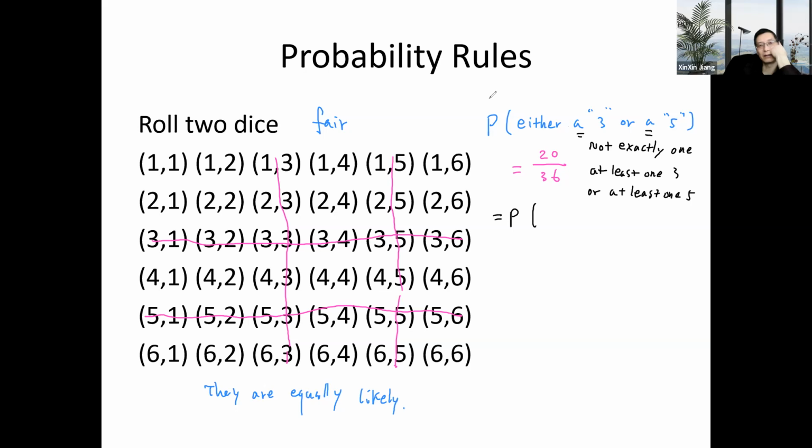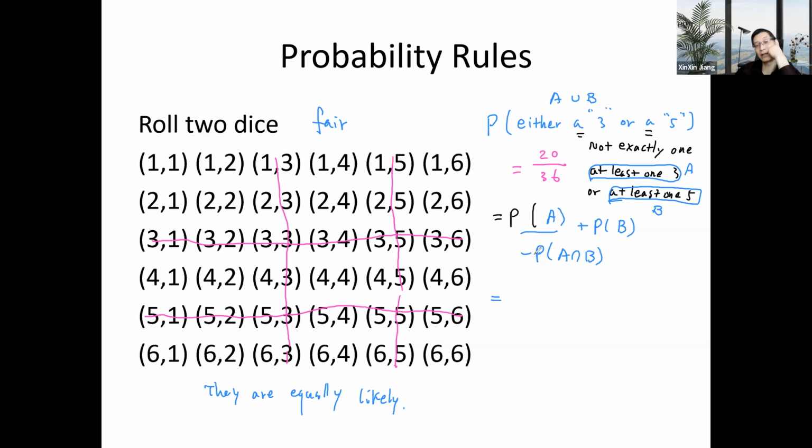So this is 20 out of 36. Okay, so people agree. All right, good. It's a little bit tedious to write these words. So I'm going to just call this thing A, and this thing B. So you have A union B. And that's the probability of A plus the probability of B minus the probability of A intersect B. It's a little bit complicated.